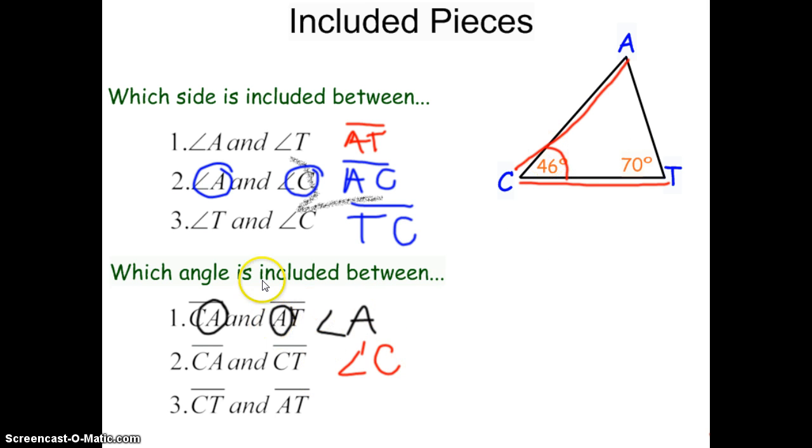Here, if you don't want to look at the picture and you just want to look at what our lines are labeled as, you know that C is going to be the included angle because they both have a C. And the last one, if we look at line CT and line AT, our included angle is going to be angle T. You know that this is an included angle, not even by looking at the picture, because they both include T. So this is going to be angle T. In the next video, we're going to talk about triangle congruence theorems.